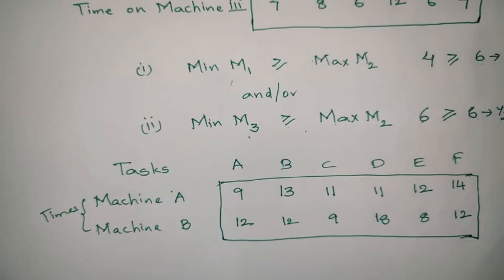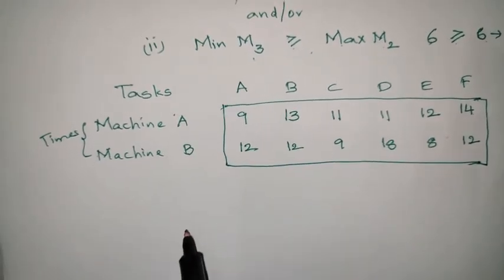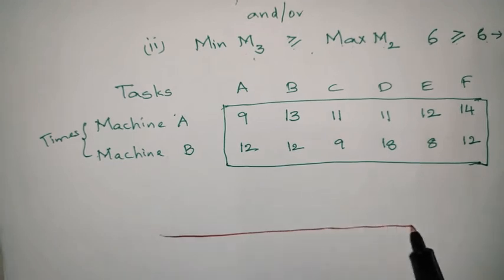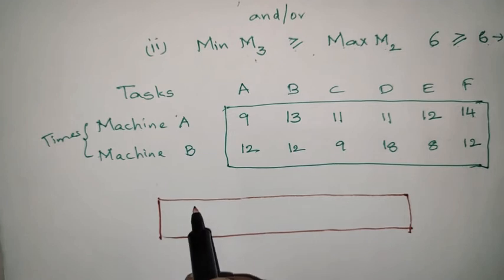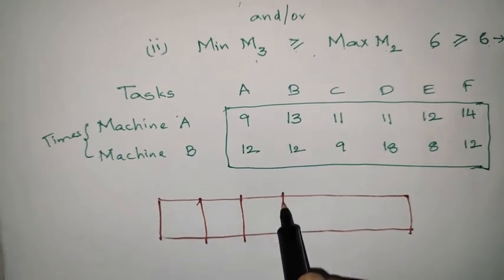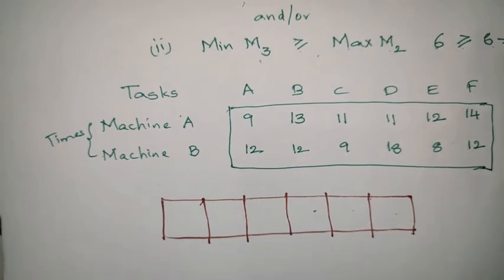So that's why I am going to draw a table with a single row and 6 columns: 1, 2, 3, 4, 5 and 6. Now let us find the sequence.